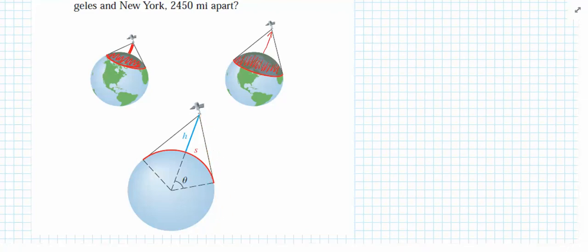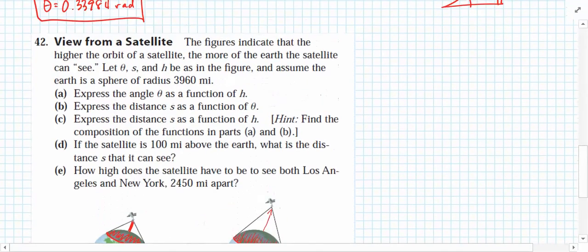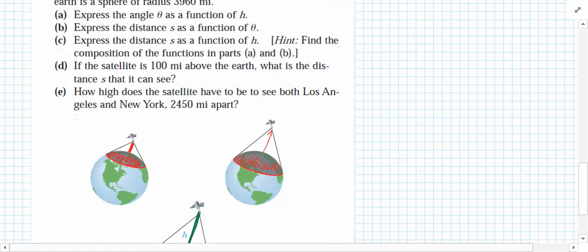And we were told that the radius of the Earth is 3,960 miles. So the total height of the satellite from the center of the Earth would be h plus 3,960 miles. So 3,960 miles plus h is the length of our hypotenuse, and 3,960 is the length of our adjacent side. So with that information, we can answer part A.